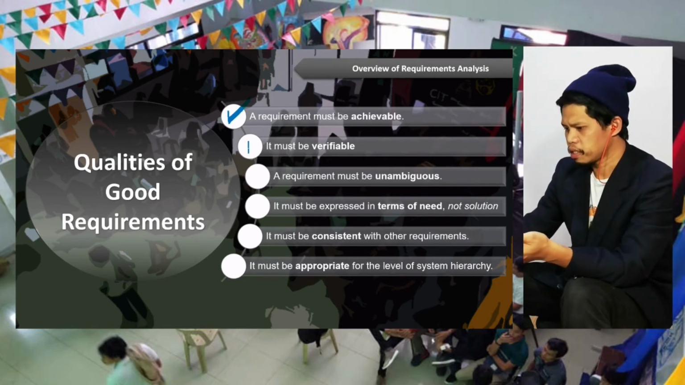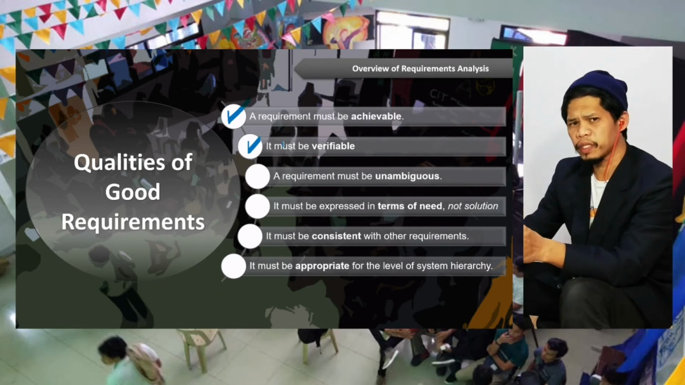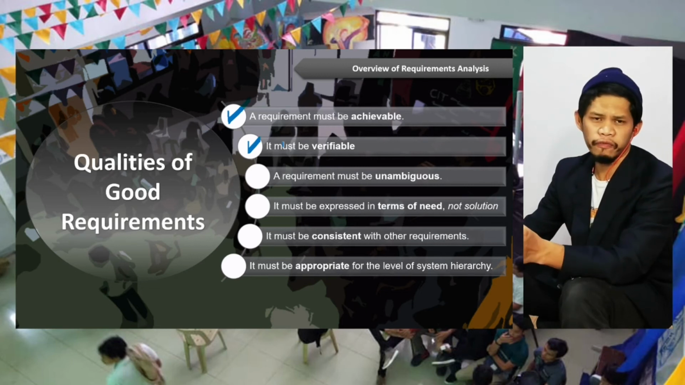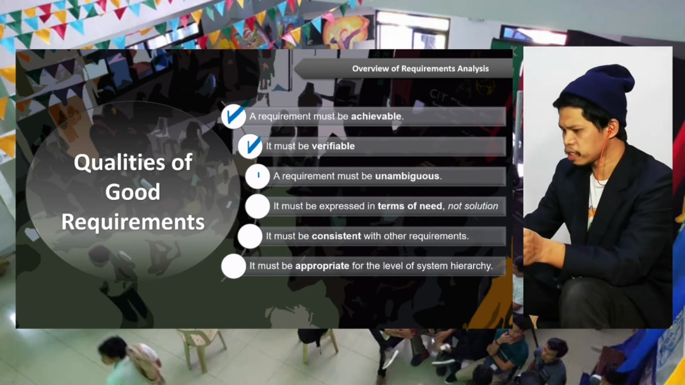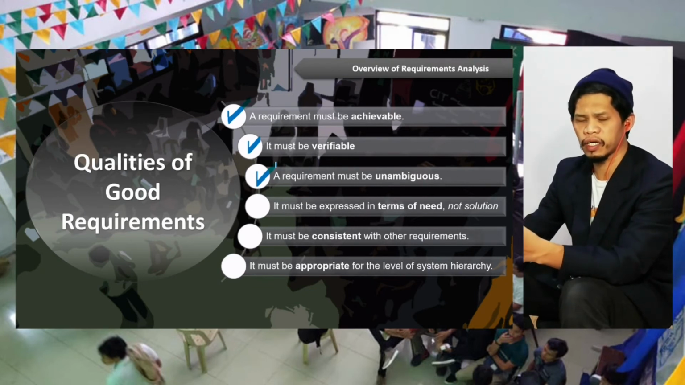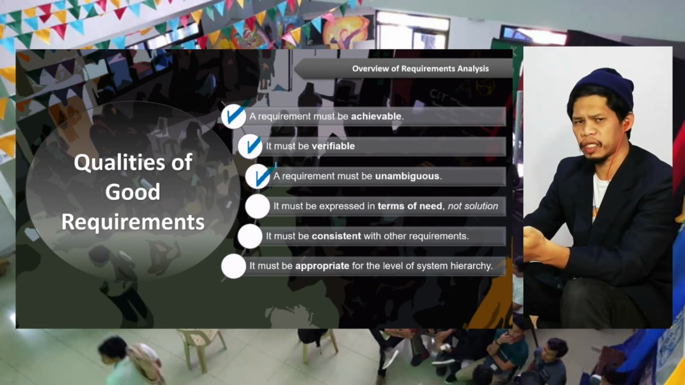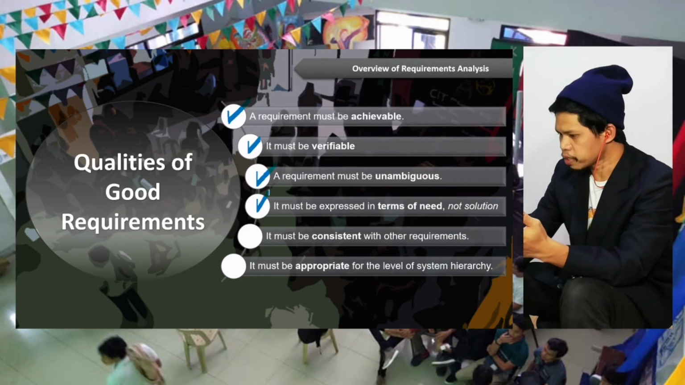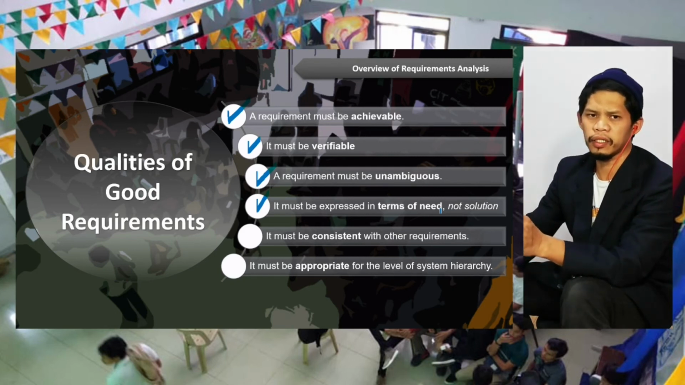Next, the requirement should be verifiable, meaning the requirement should be testable enough to verify that the function is addressing the needs of the customer. Next, a requirement must be unambiguous, meaning it has to be specific. It should have one meaning in order for the developers to understand it well. Next, it must be expressed in terms of need, not solution. The requirement should not be suggesting the solution, but rather expressing the needs of the customer.